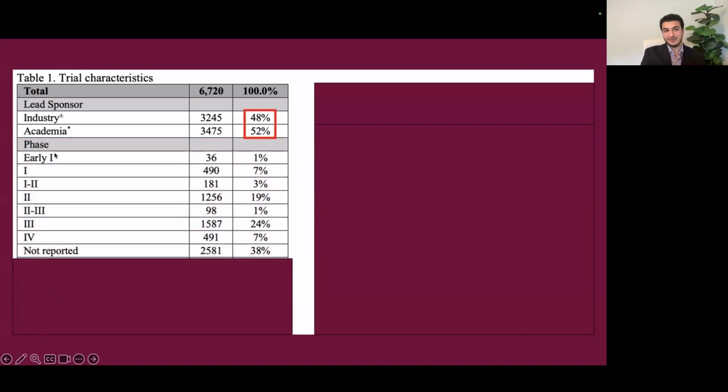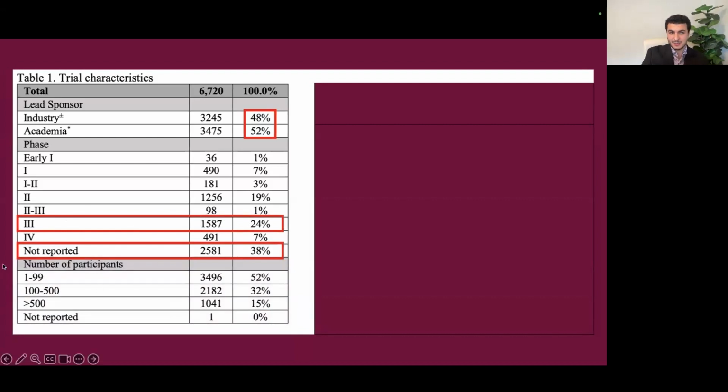Now, we also stratified them based on the phase of the trial. So here we have all the phases that were identified. One of the largest proportions were phase 3 trials, about 1,500 of them. And interestingly, 38% of all trials identified didn't report what phase they were in.